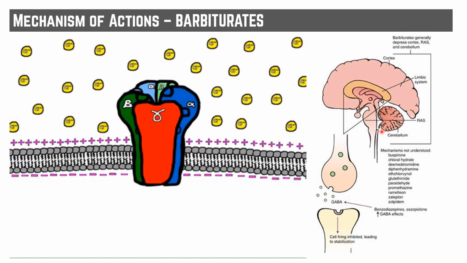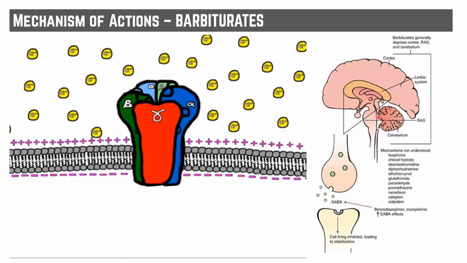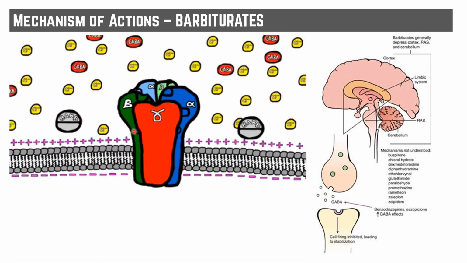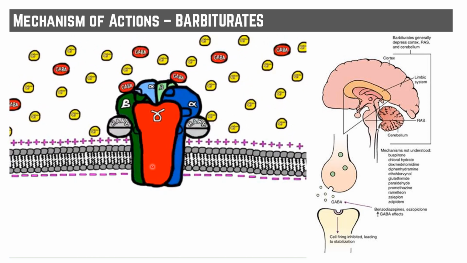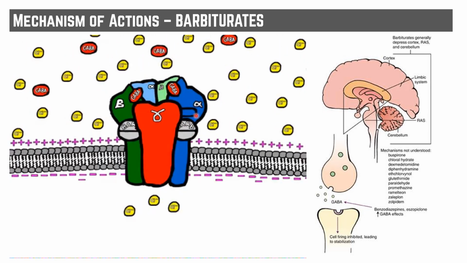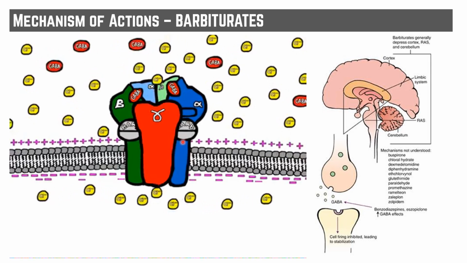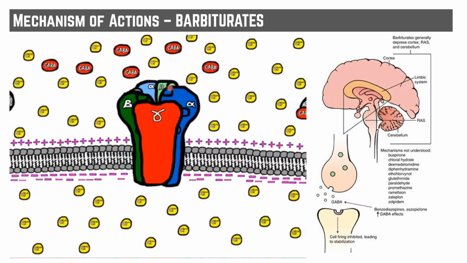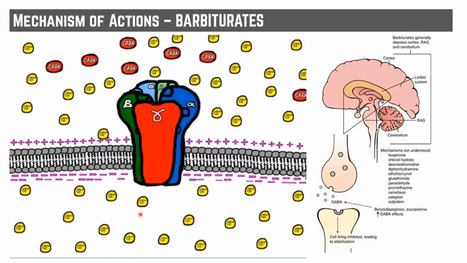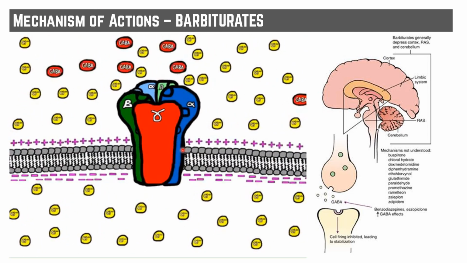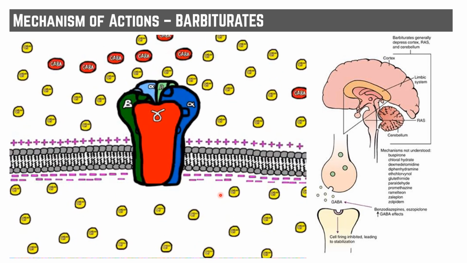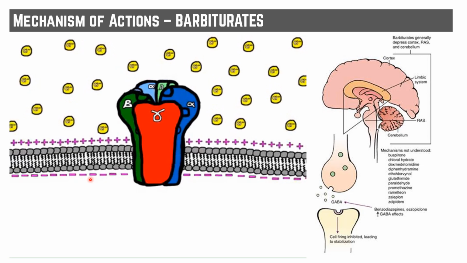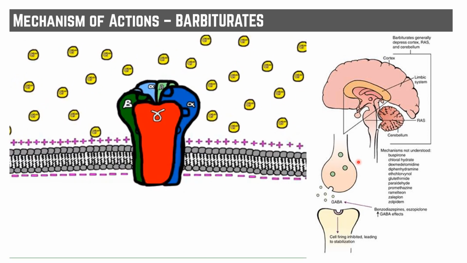Barbiturates are an example of a positive allosteric modulator for the GABA neurotransmitter. They bind to a different site compared to GABA on the GABA receptor chloride channel complex. They potentiate the GABA-induced chloride current and prolong the chloride channel opening, which allows more chloride ions to enter the cells. This will lead to membrane hyperpolarization that eventually causes CNS depression.